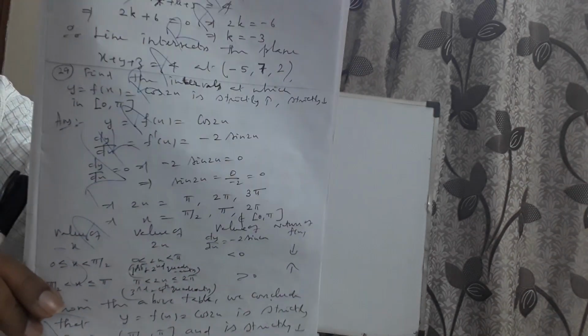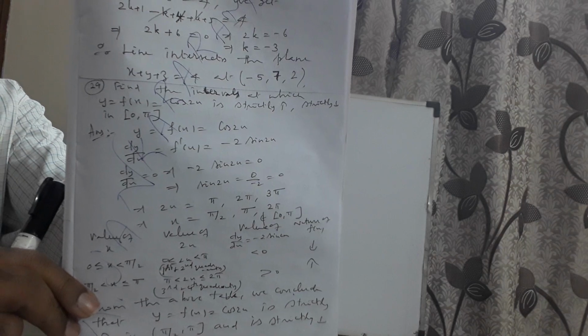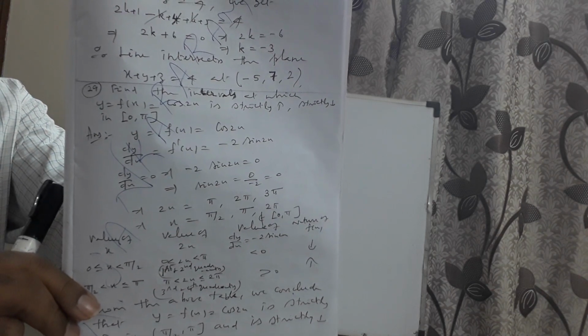Just see here, this is the question. Read the question if you want. Now, I already told you in one of the videos, if dy/dx is strictly greater than 0, the function is said to be strictly increasing. If dy/dx is strictly less than 0, the function is said to be strictly decreasing.